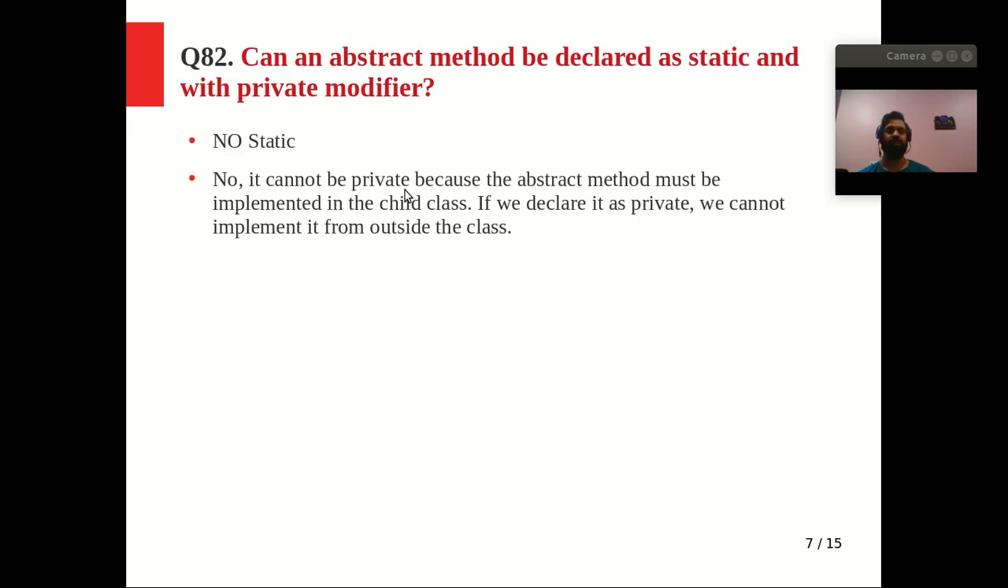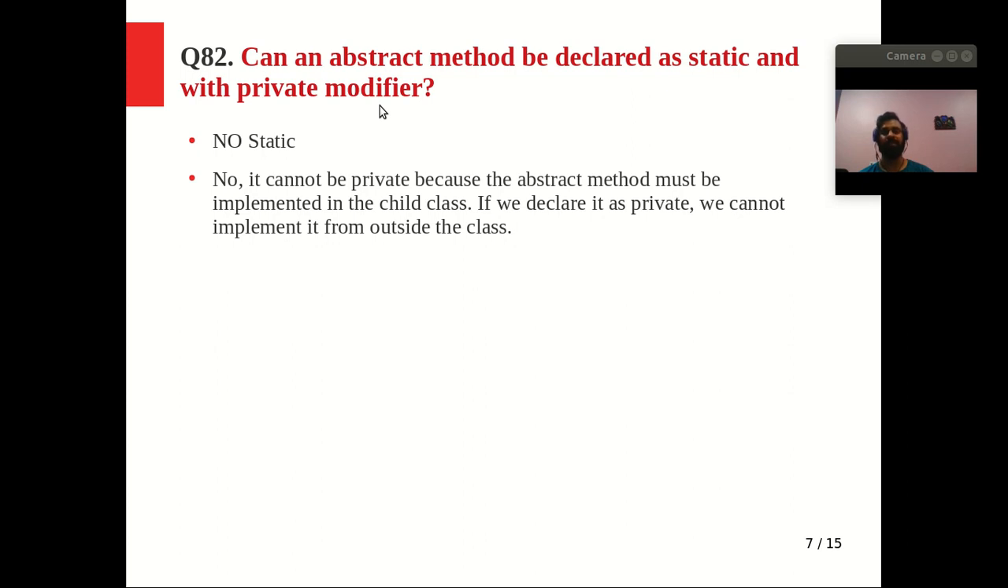So the next question is: can an abstract method be declared as static and with a private modifier, right? This is a tricky question which you may get, and it is also important: can an abstract method be declared as static and with a private modifier? No. We cannot declare the abstract method with the static keyword, right?